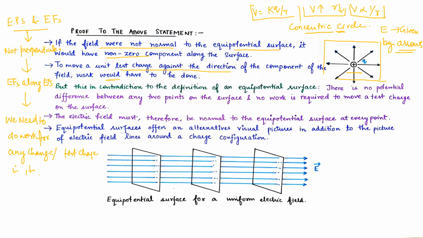Our potential will lose its equality in case they are not perpendicular. But this contradicts the definition of an equipotential surface. Now this is a contradiction. Why? There is no potential difference between any two points on the surface and no work is required to move a test charge on the surface.